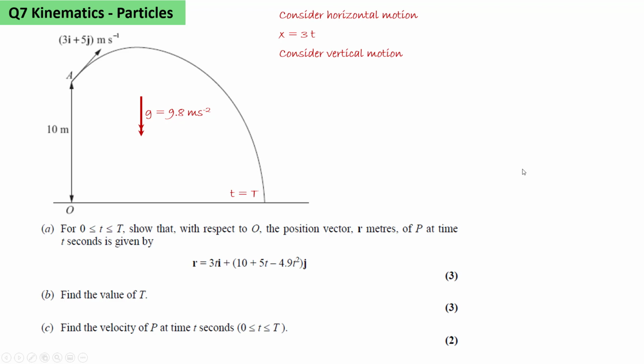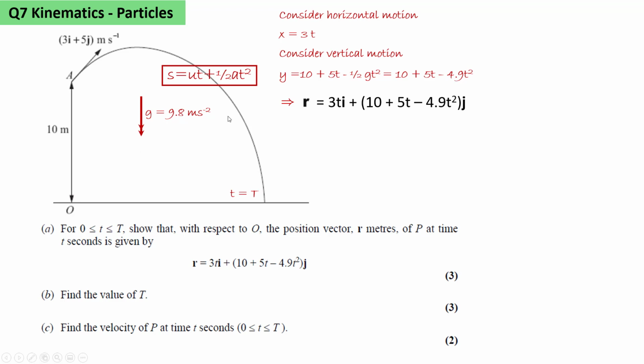The horizontal displacement x, travelling at a horizontal velocity of 3 after t seconds, will be 3t. For the vertical motion, we use s equals ut plus a half at squared. We have to modify this a bit, as this formula assumes that the projection is from the origin. So here we have to write y equals 10 plus ut plus a half at squared, and the initial vertical velocity is 5, so we have 5t. The acceleration is minus g, so we have minus a half gt squared. So this equals 10 plus 5t minus 4.9t squared.